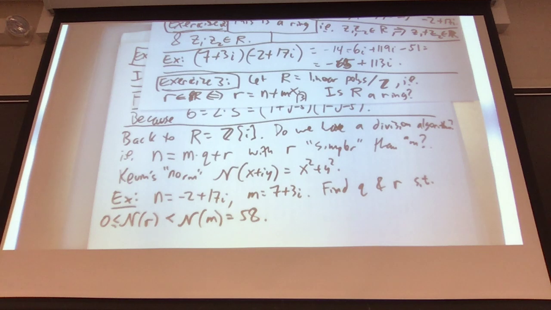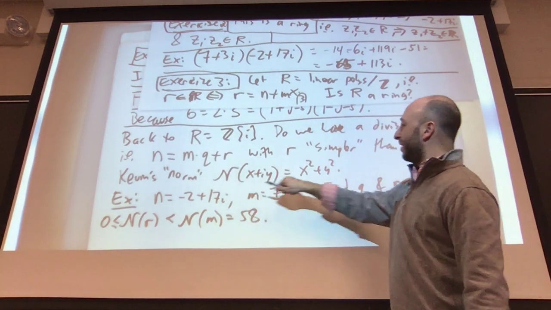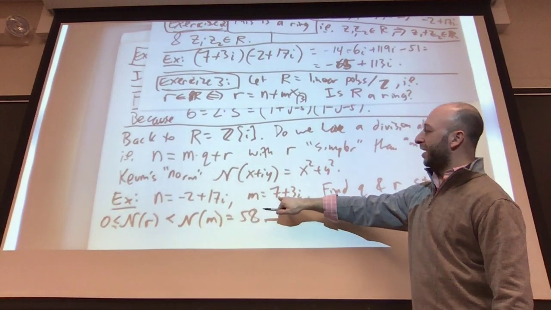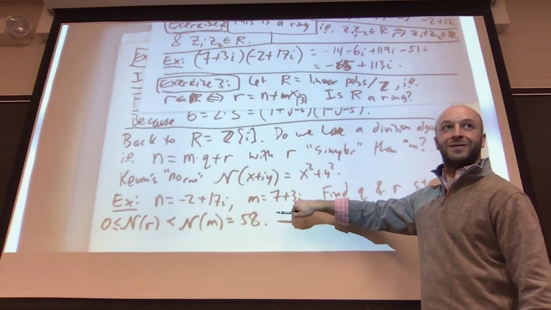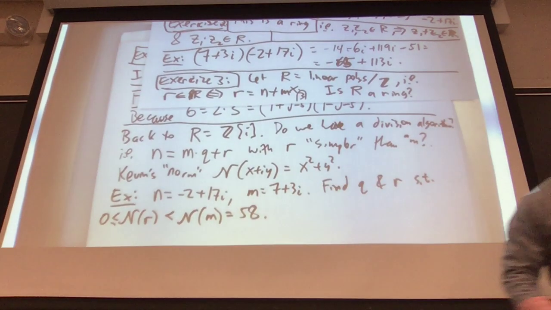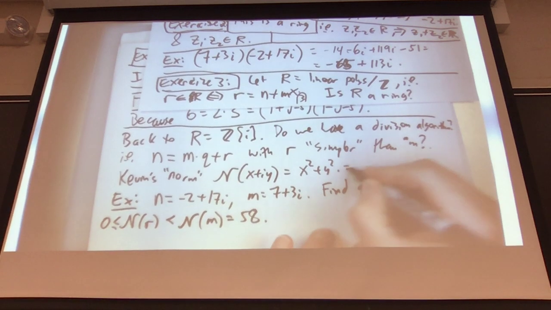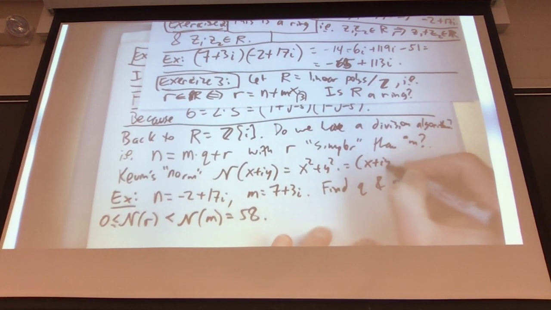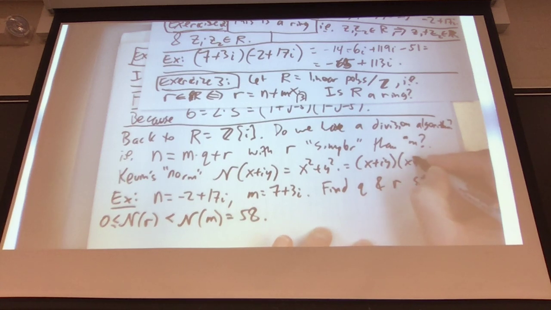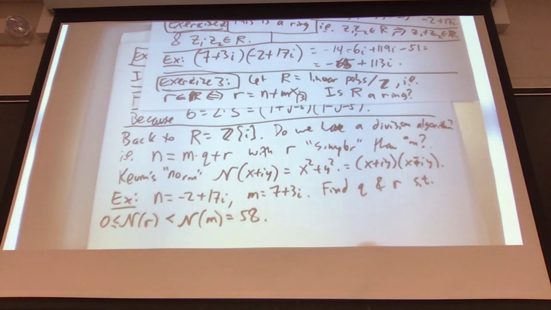Alex? Can you just explain what norm is again? The norm of a Gaussian integer is just the sum of the squares of the components. So the norm of m is 49 plus 9. It's also, by the way, the product of the Gaussian integer itself with its conjugate. Let me plant that seed in your head.